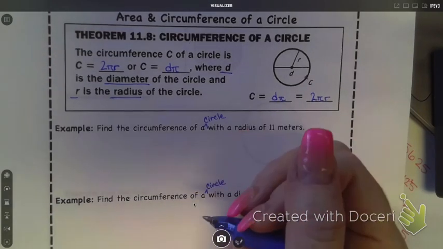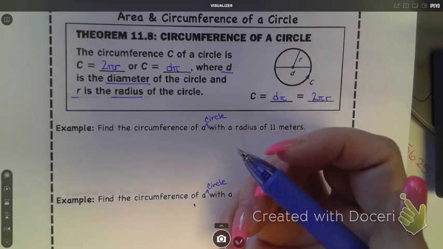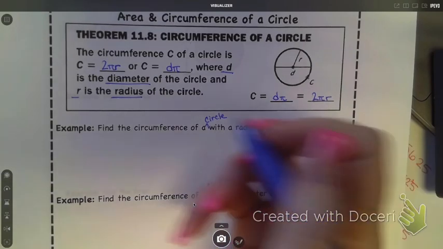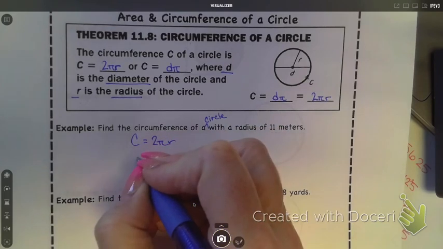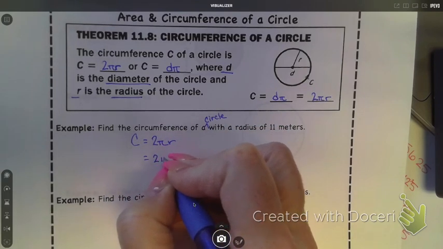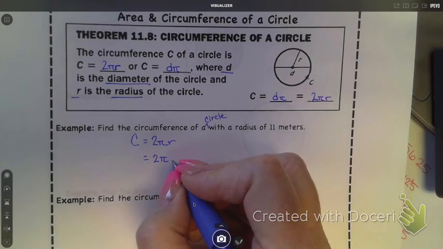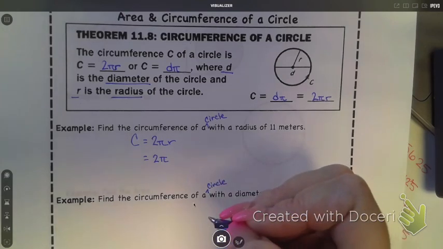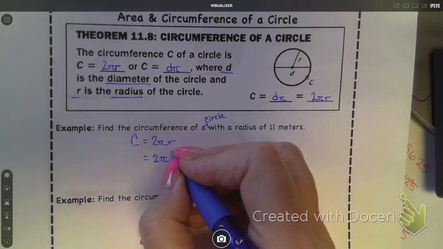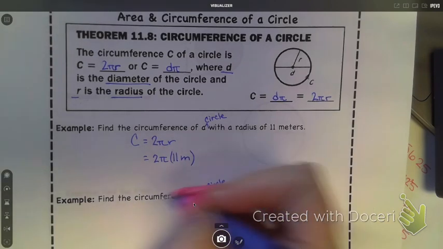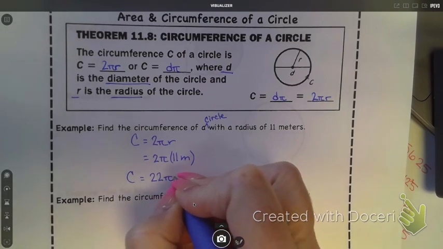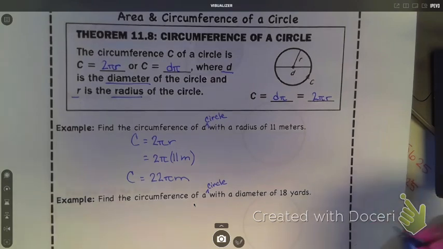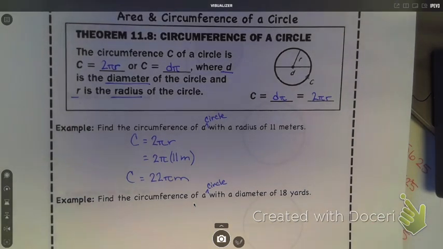So how do I do it? Plug it into what? I need to plug it into C equals 2 pi r. So C equals 2 pi times what? 11. Inches or meters, right? So the circumference is 22 pi meters. We're not using a calculator, so we're not calculating out pi. It will be in everything we have, okay?